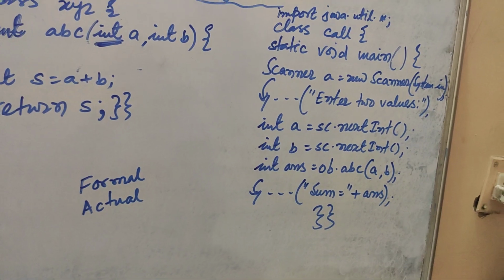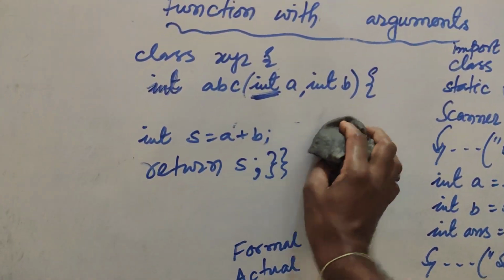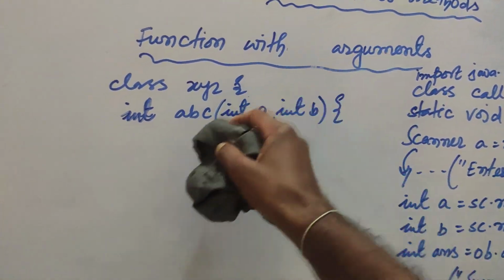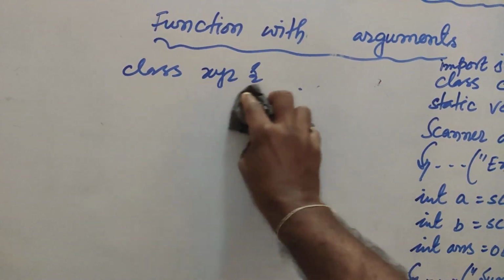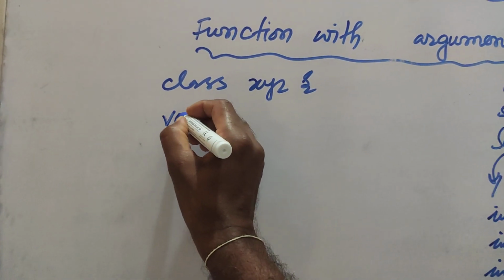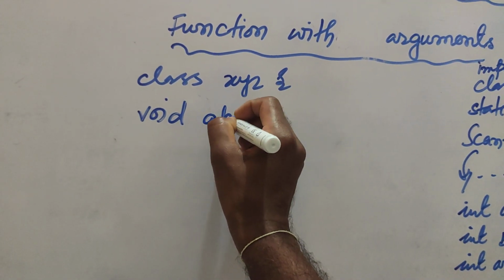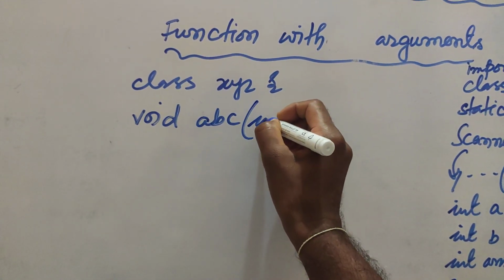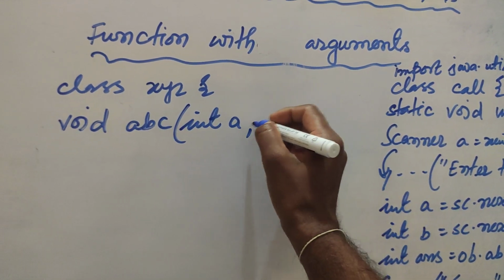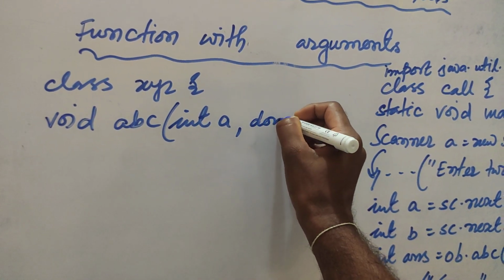This is pure. Now impure functions with arguments. Impure: void abc, int a. Here I have given int a, and then double b.